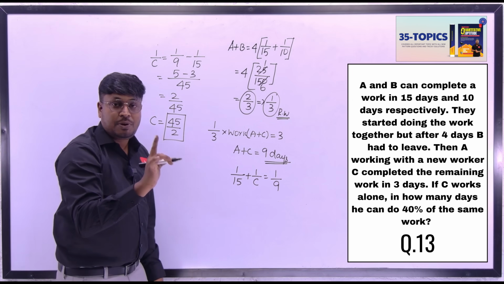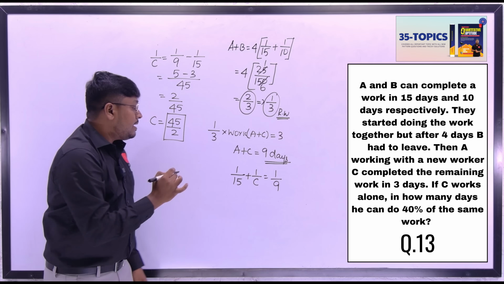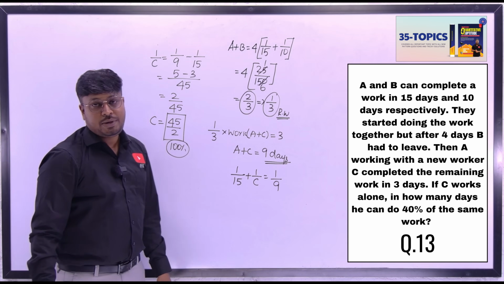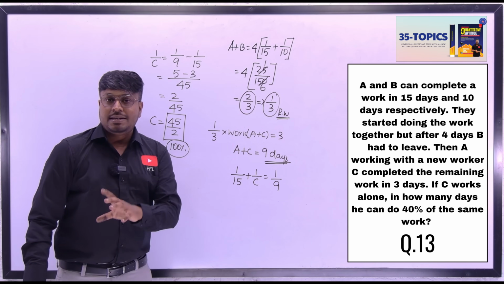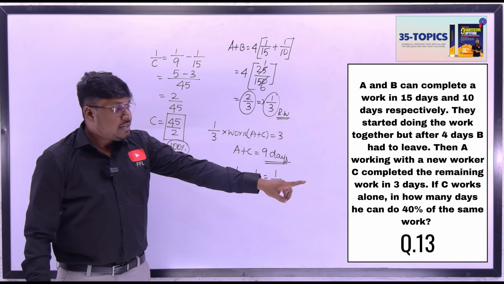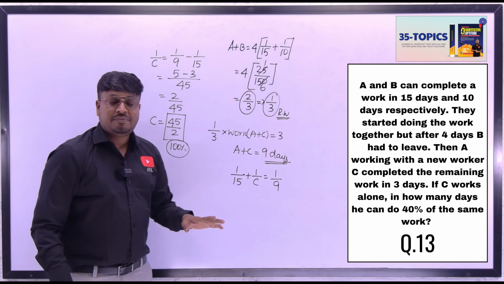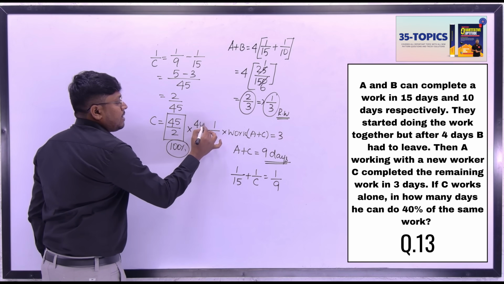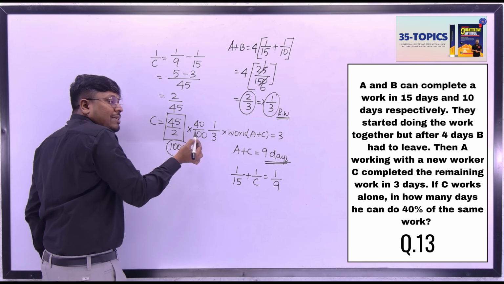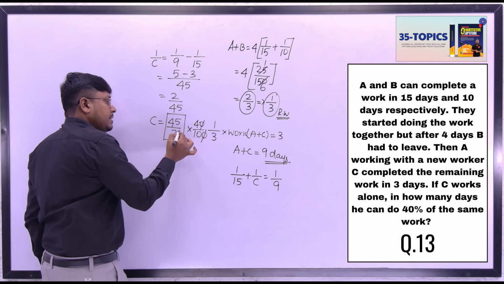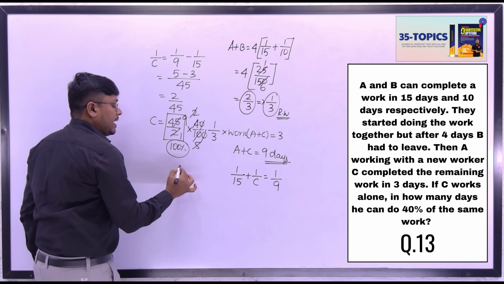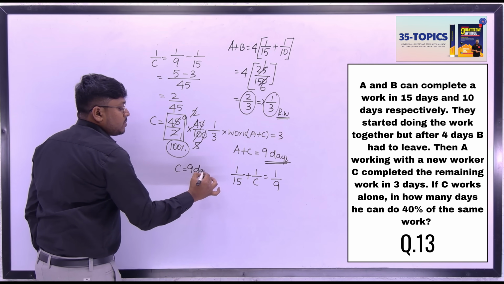This is not the answer, because we have usually found 100% of the work that the person C can complete, in 45 by 2 days. 100% of the work C will be completing in 45 by 2 days. But what is the target? Our target is to find he has to complete 40% of the work. That means into 40 by 100. Right? So from the total work he has to do only 40%, 40 by 100. Cancel it. 1 times, 2 times, 5 times, 9 times. So finally C will be taking 9 days to complete the work.